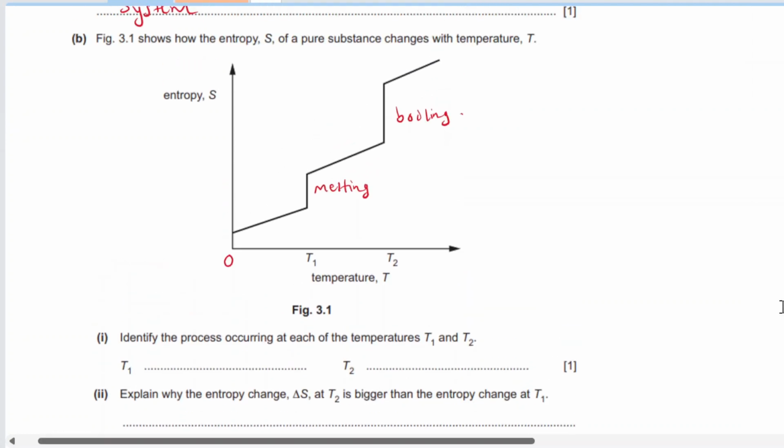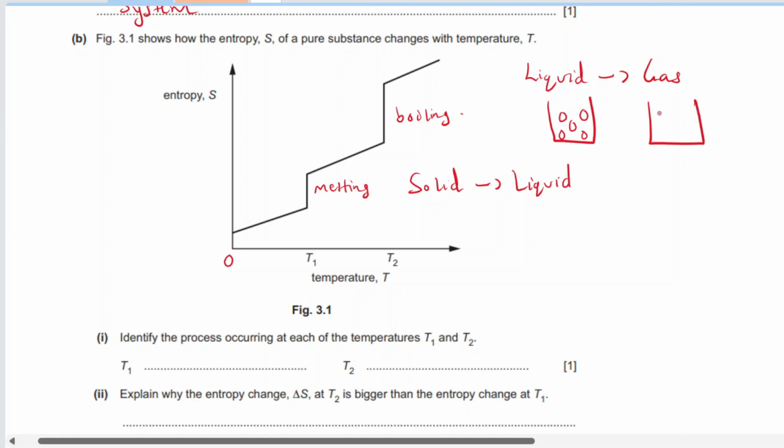Now let's look again at what's happening at T2. For T2, you are going from a liquid into a gas. And for T1, you are going from a solid into liquid, right? Now, when you go from a liquid into a gas, in a liquid, the particles are not very close to each other and not very far from each other, right? But in a gas, the particles are very far from each other. But when you go from a solid to liquid, in solid, they are packed quite close to each other. And in the liquid, it's not much different from a solid. They are just slightly separated.